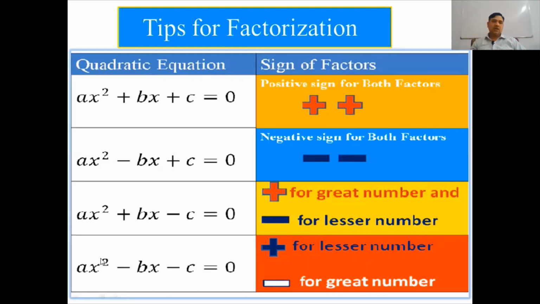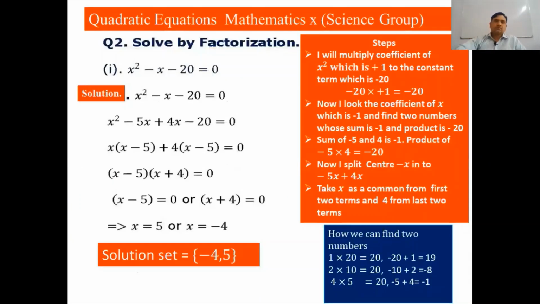Again, the last type is that if the quadratic equation is of the form ax square minus bx minus c is equal to 0, then again both factors will take opposite signs. One sign may be positive, the second negative. Since here the b term is negative, we have to take the negative sign for the greater or larger number and the positive sign for the lesser number.